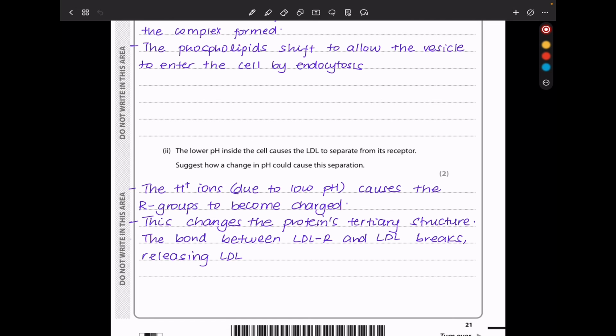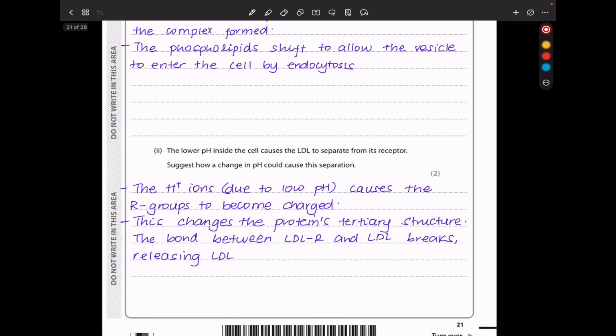When the pH changes, R groups are going to be charged, so this is going to change the tertiary structure of the protein, and the receptor will no longer hold the LDL in position, meaning the LDL is going to be released. So I said the H plus ions due to low pH causes the R groups to become charged. This changes the protein's tertiary structure, and the bond between the LDLR and LDL breaks, releasing the LDL.